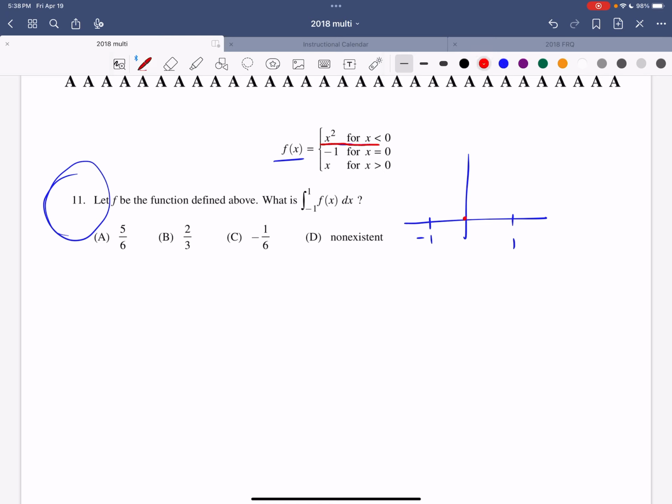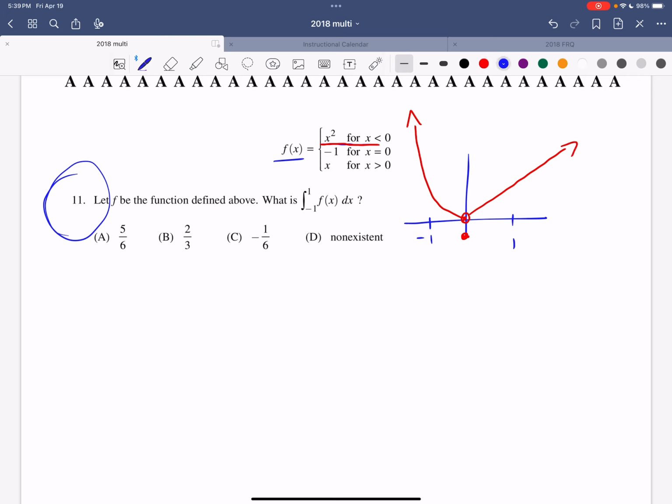So it's a quadratic. So our graph will look like this, a quadratic function. When x is equal to 0, the y value is equal to -1. So it's going to be somewhere here. Y equals -1. It's right here. It's going to be this point. It's going to be an open circle. And when x is greater than 0, it's going to be x, a linear function. So it's going to look like this.